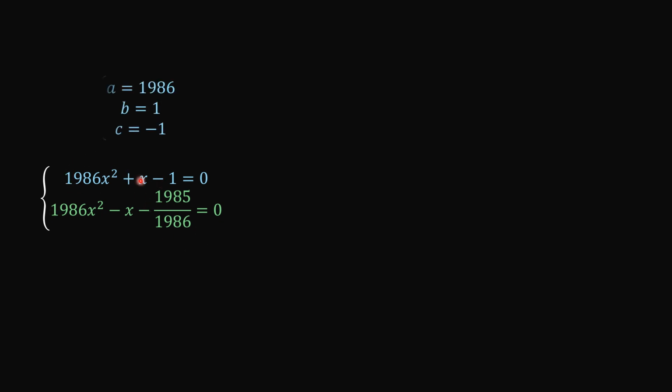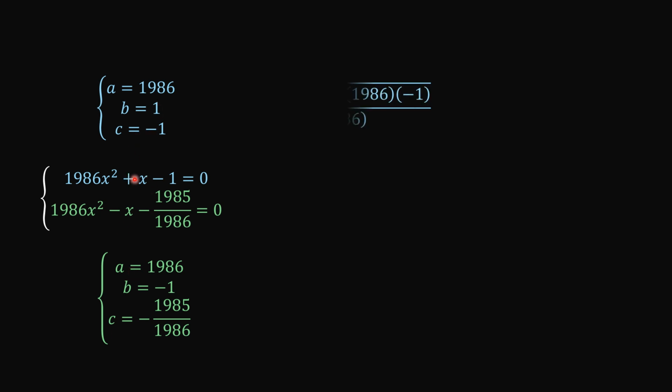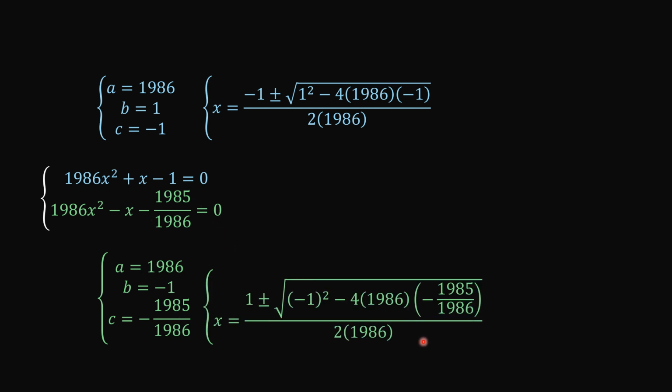So let's say for the first one we have a equals 1986, b is equal to 1, and c is equal to -1. And for the second one we have a equals 1986, b is equal to -1, and c is equal to -1985 over 1986. Okay, so applying the quadratic formula in both of these equations, starting from the first one, we're going to have x is equal to minus b, plus or minus the square root of b squared minus 4ac, over 2a. Doing the same thing for the second equation, we have this one here.